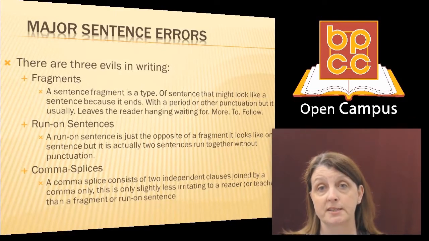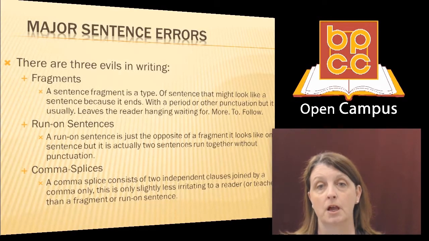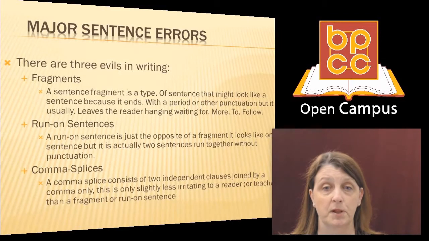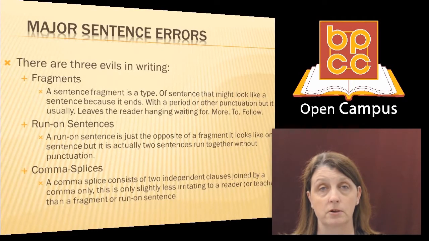A sentence fragment is a type of sentence that might look like a sentence because it ends with a period or other punctuation, but it usually leaves the reader hanging, waiting for more to follow. A run-on sentence is just the opposite of a fragment. It looks like one sentence, but it is actually two sentences run together without punctuation. A comma splice consists of two independent clauses joined by a comma only. This is only slightly less irritating to a reader or teacher than a fragment or run-on sentence.